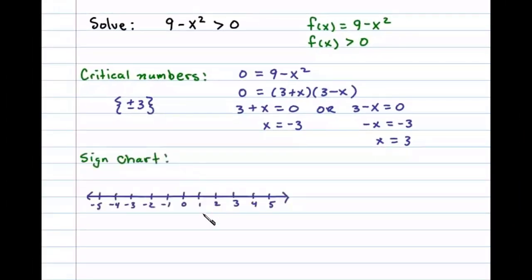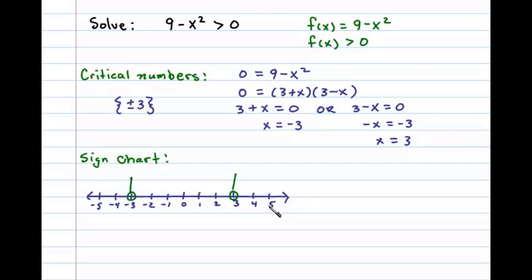Next, we'll construct a sign chart. Now the roots will separate the regions where the function can be positive or negative. And because of the strict inequality, we'll use open dots here at the roots, -3 and +3. This breaks the number line up into 3 regions. Now we can determine if the function is positive or negative by testing values in each region.